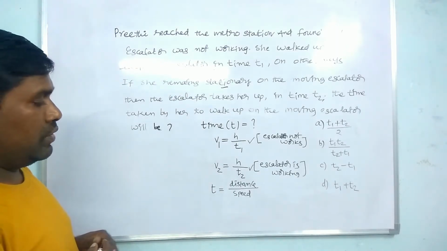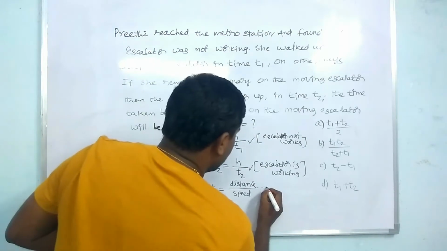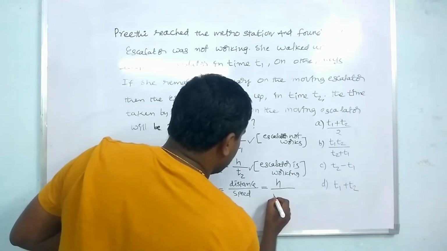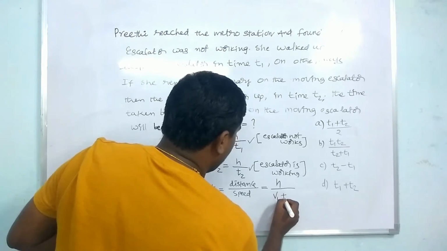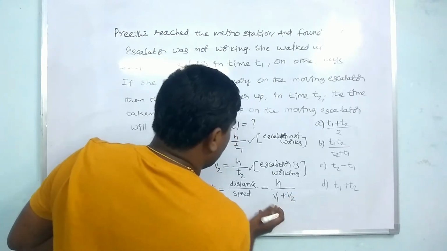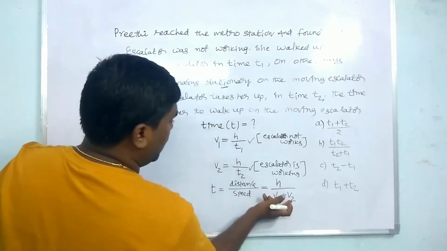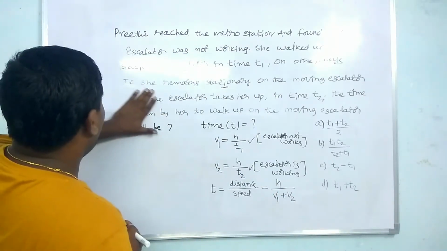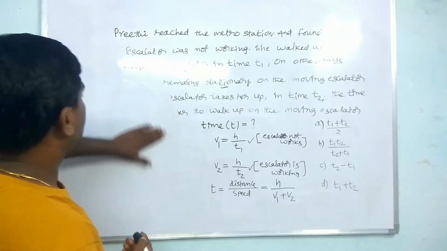Okay, so here how much distance is there? h distance. How much speed is there? v1 speed plus v2 speed. So already you know the v1 value and already you know the v2 value. Let's substitute. So how can we solve it? Let us see.